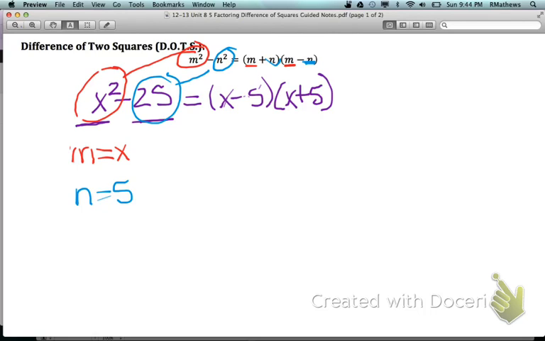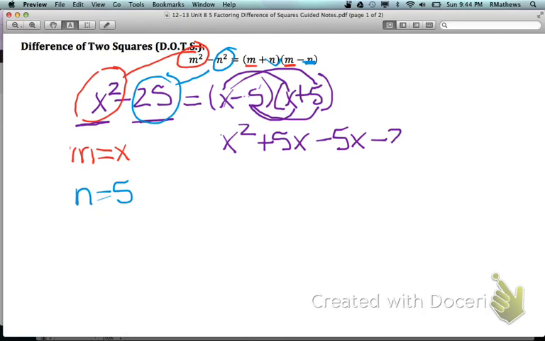And I could check this by doing the distributive or FOIL. X times x is x squared. X times positive 5 is 5x. Negative 5 times x is negative 5x. And negative 5 times positive 5 is negative 25. The middle terms will cancel out, so we end up with x squared minus 25. Okay, so by having a plus and a minus, that's what gets rid of those middle terms and allows us to just have the a squared minus c.